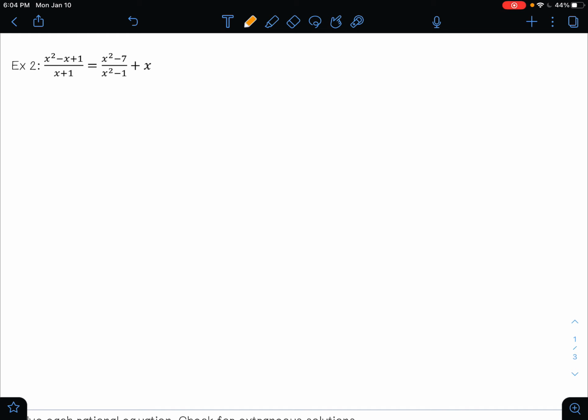So here I'm going to have my first fraction. There's nothing to factor in my denominator, so that's going to stay that way. X squared minus x plus 1 over x plus 1 equals, for the next fraction, my numerator of x squared minus 7 will stay the same, and my denominator of x squared minus 1 is a difference of 2 squares. I can factor that as x plus 1 times x minus 1. And then I'll still have the plus x.